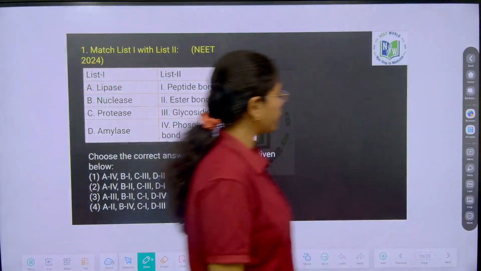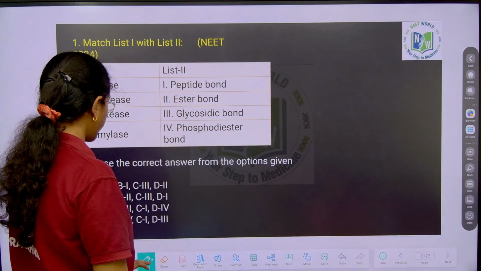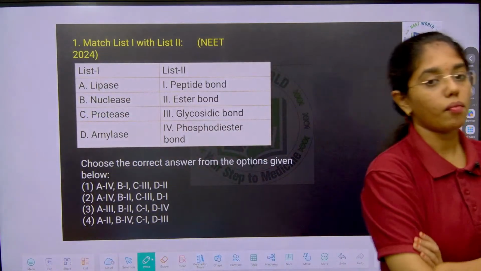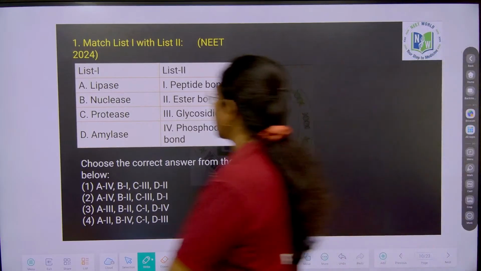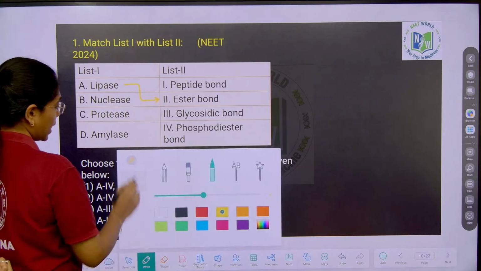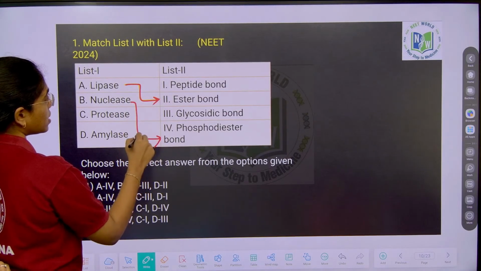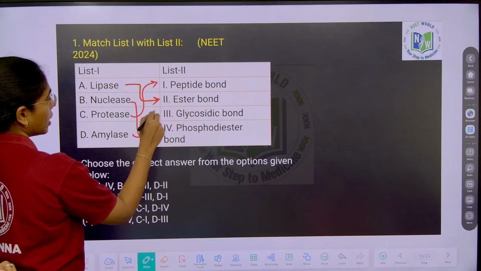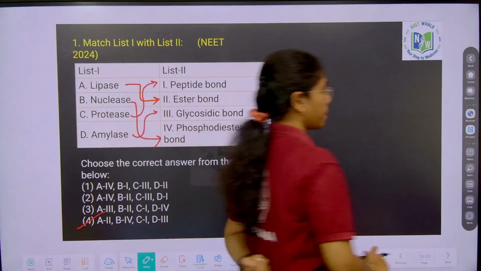Next question. From NEET 2024. Fourth one. Lipase will act on ester bond. Nuclease, phosphodiester bond. Protease, peptide bond. Amylase, glycosidic bond. Let's say, what's the right answer? Next.